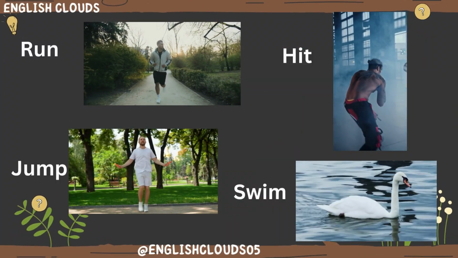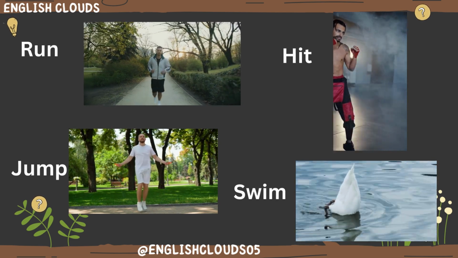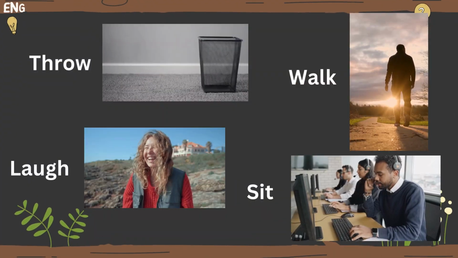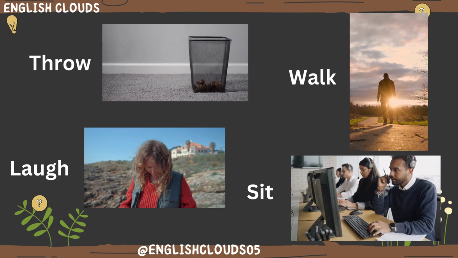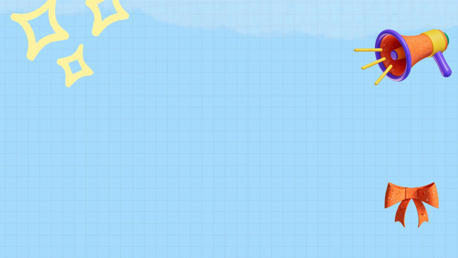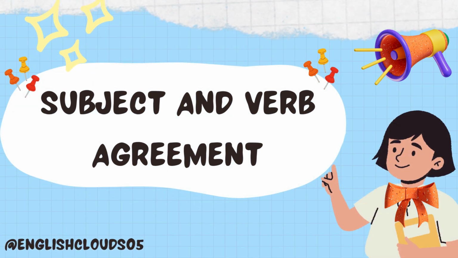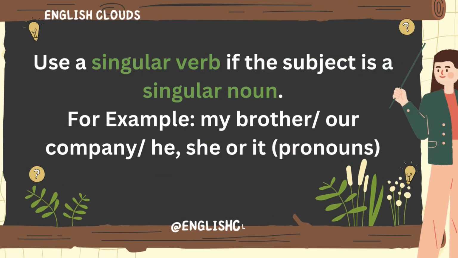Run, hit, jump, swim. Throw, walk, laugh, sit. Subject and verb agreement. Use a singular verb if the subject is a singular noun. For example, my brother, our company, he, she, or it.